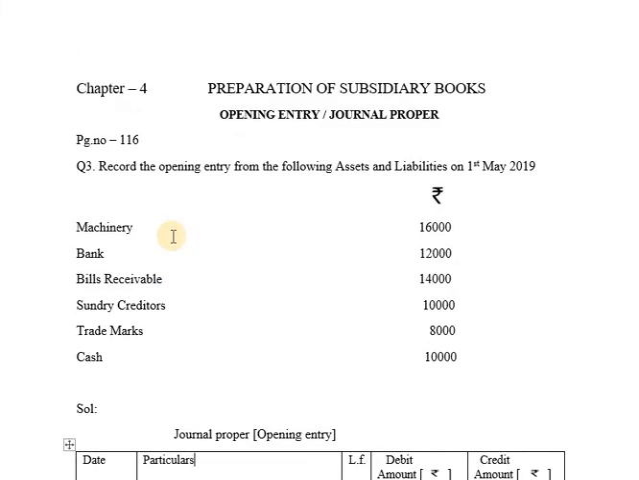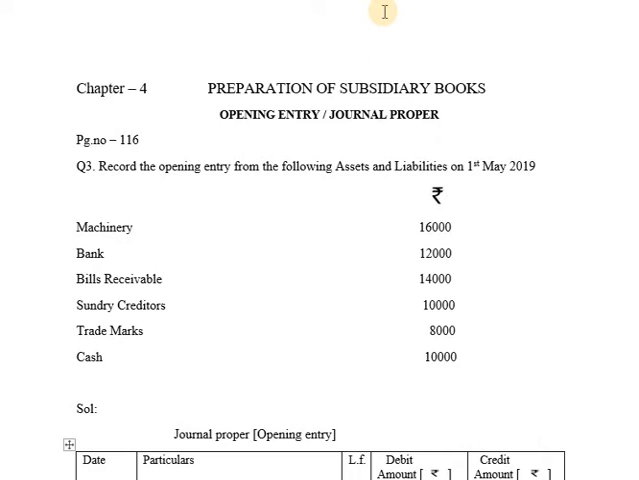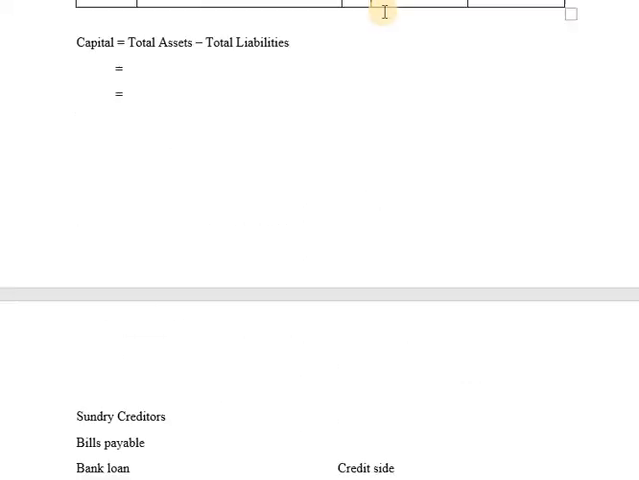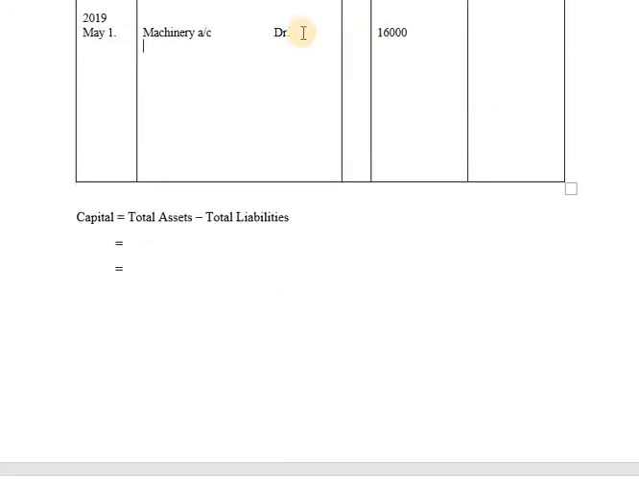Let us have a look. Machinery is not among those 5 names, so machinery will be recorded on debit side. It will be recorded as machinery account debit, and the amount of machinery is given as 16,000, so 16,000 will be recorded on debit side. Next, after machinery we have bank. Bank is also not among those 5 names, so bank will also be recorded on debit side. Here it will be recorded as bank account debit, and the amount is given as 12,000.